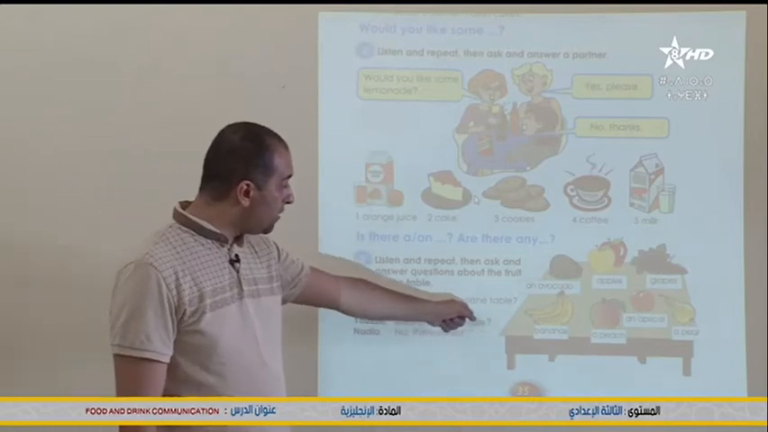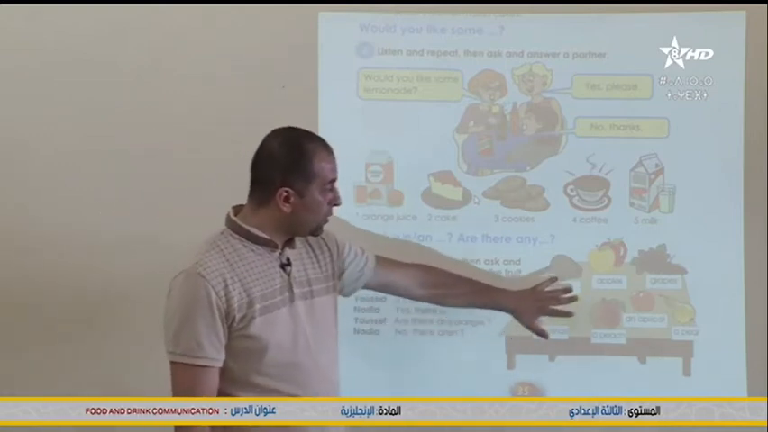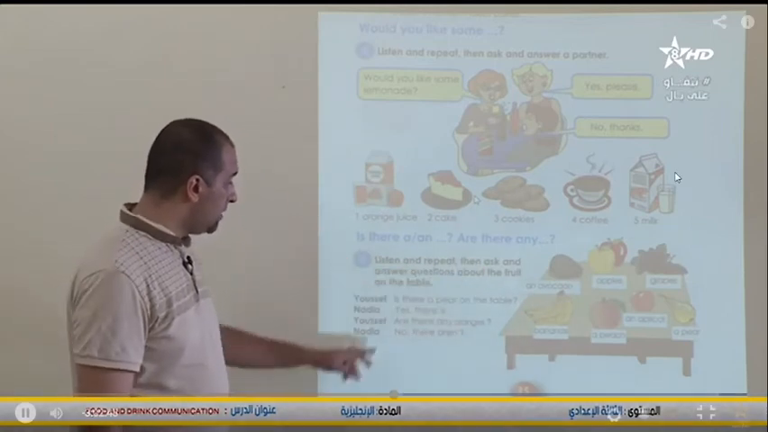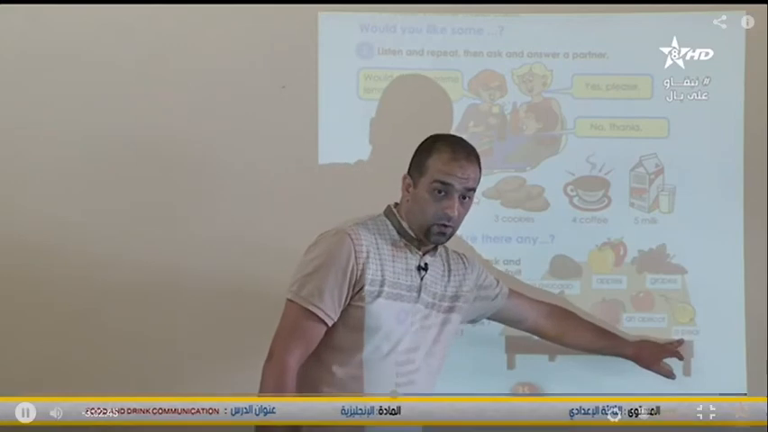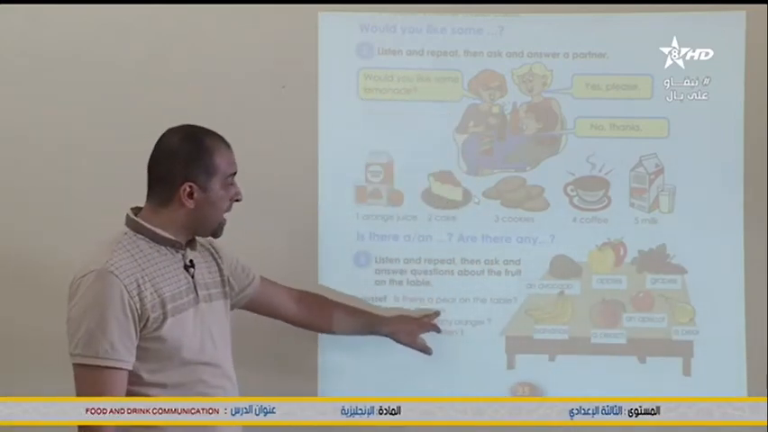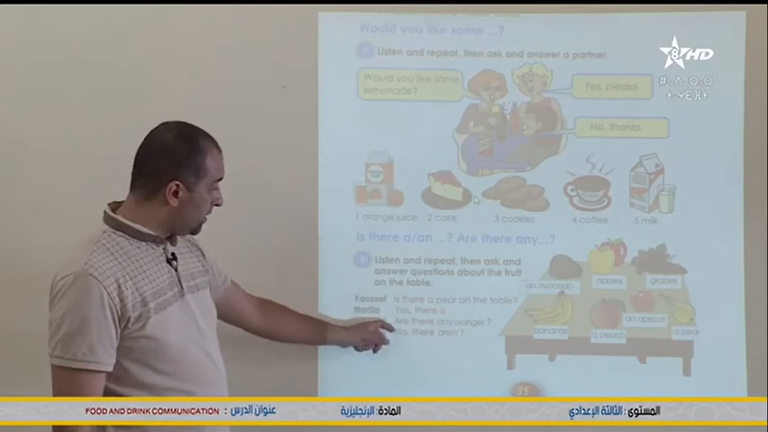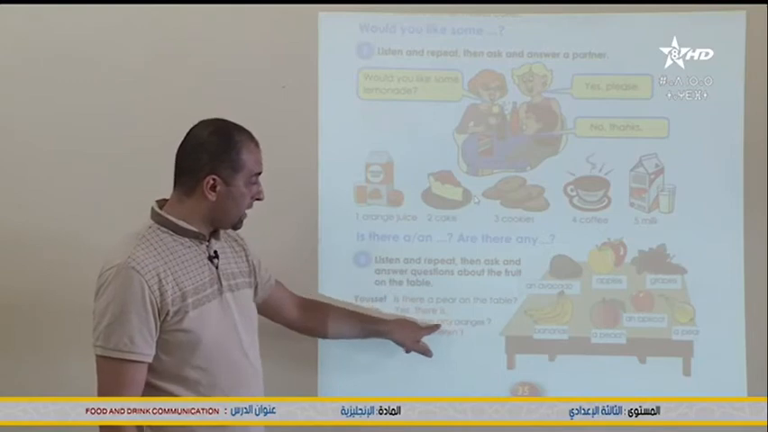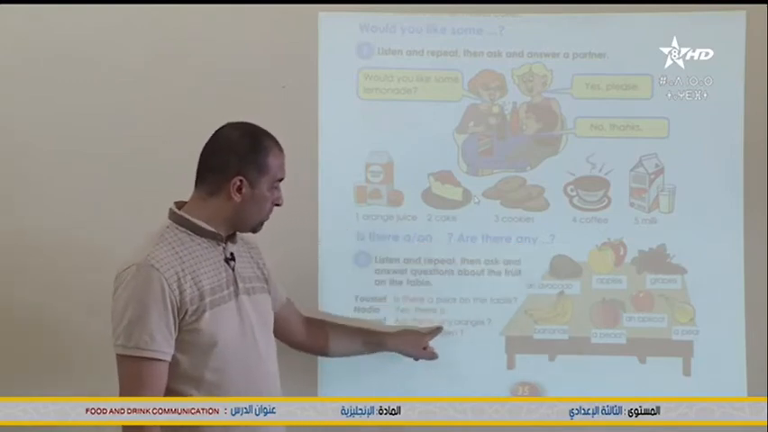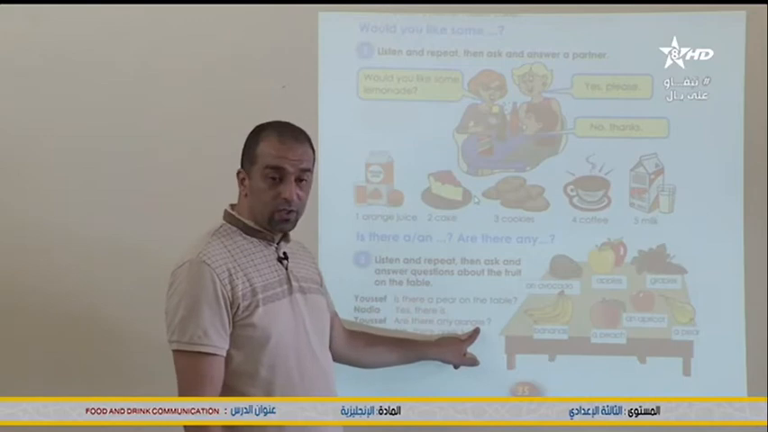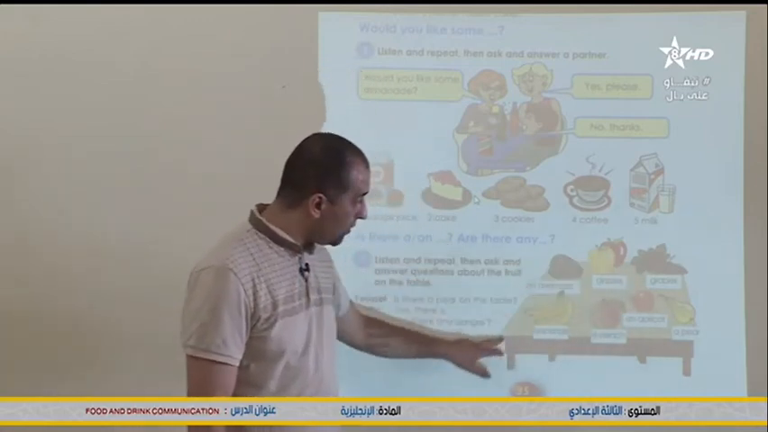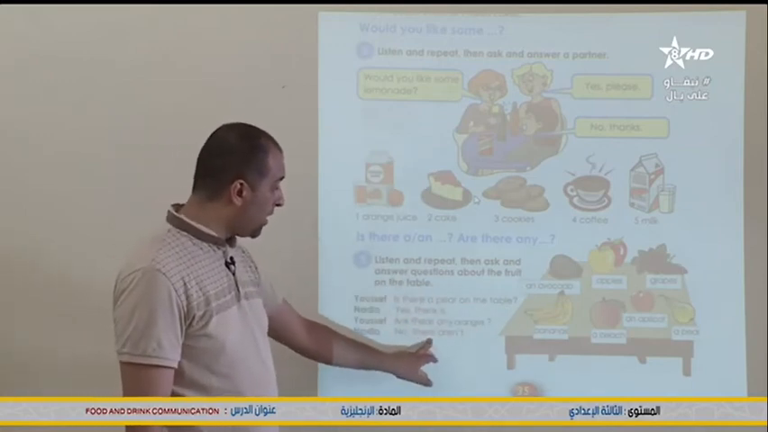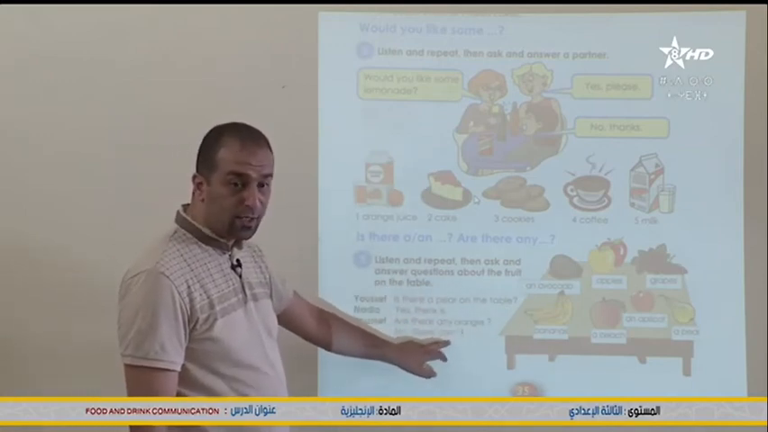Is there a pear on the table? If we look here on the table, do we have a pear? So yes. Yes, there is. The other question, which is in the plural, are there any? Look at this expression, any. We use this in the plural. Any oranges? Here we have oranges. Do we have oranges? No. No, there aren't. Aren't is the negative form.